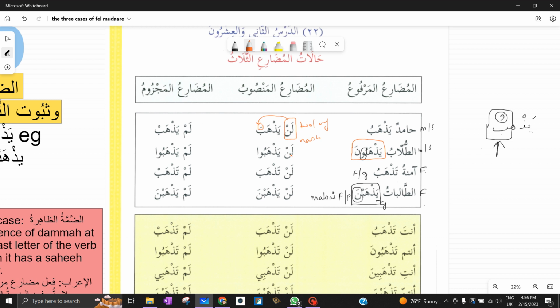I will explain in the table, but right now just concentrate on this table. So when the harf particle of nasb comes, what happens to this fail yadhabuna? The whole fail will be there, only the noon will be dropped. Why does this noon always get dropped? Because this is an extra noon, it does not have any eraab, and it is only structure.